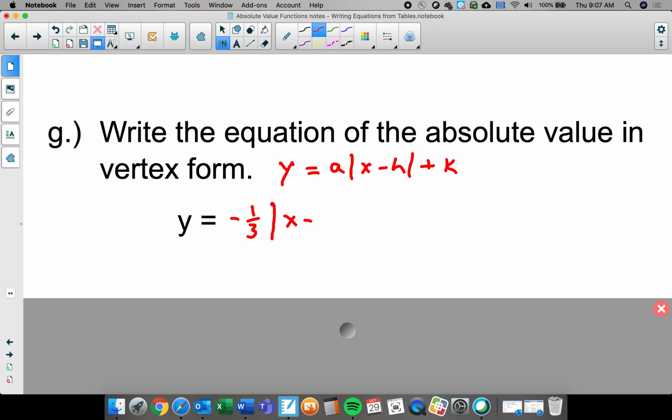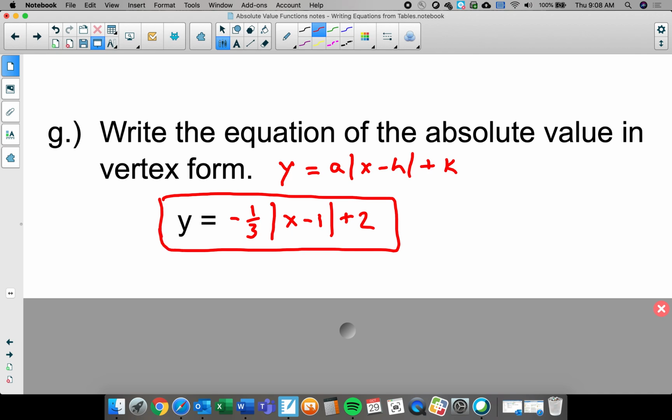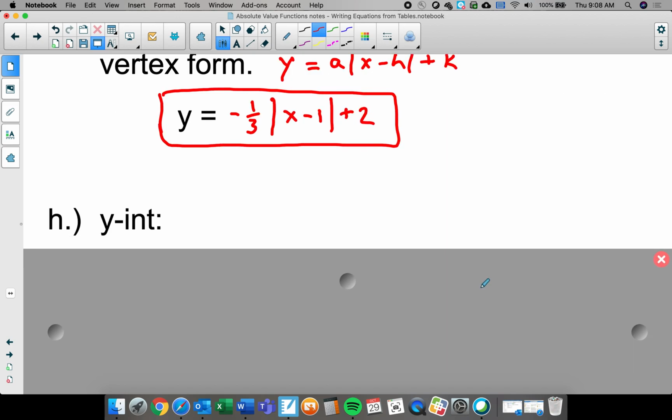Absolute value of x minus the x coordinate of our vertex, which was 1. I can put that in there. Plus the y coordinate of our vertex, which was 2. So right here is the actual equation that fits the absolute value. There's the equation of our absolute value function.